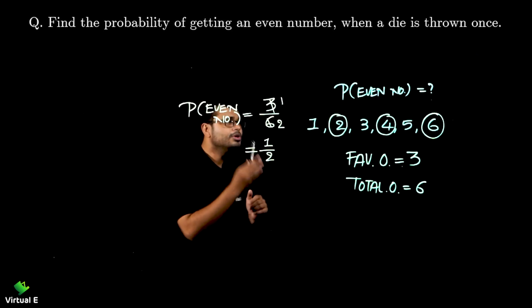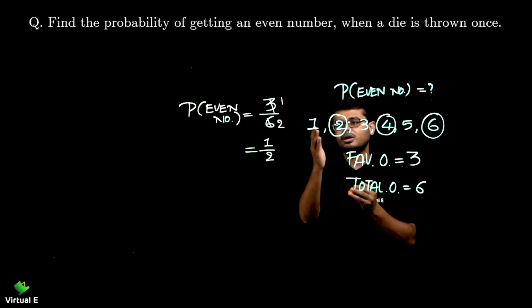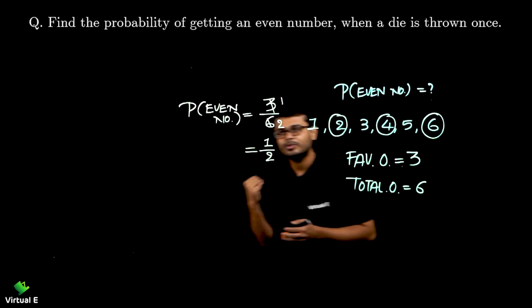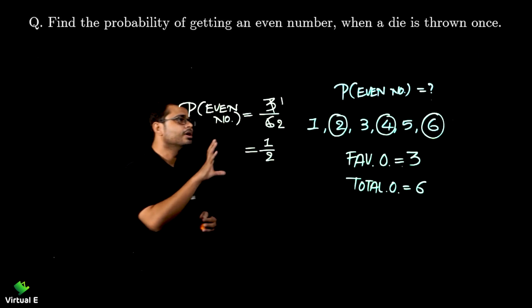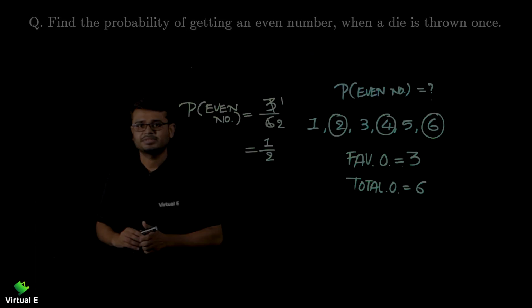If you want to do the same for the odd numbers, the same answer will come, because if we take the odd numbers, the favorable outcomes are 1, 3 and 5. Again 3 outcomes, 3 over 6. You do cancellation and you get 1 by 2. So this is the most basic question about it. Let's move on to different questions.